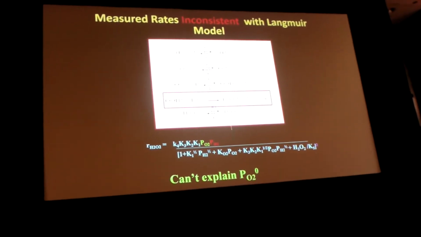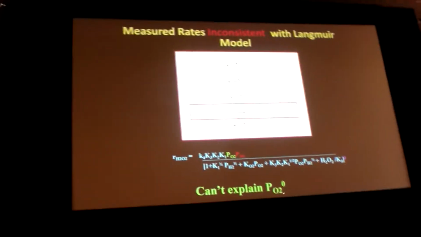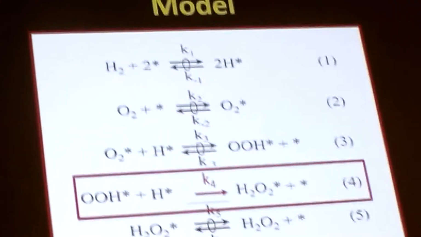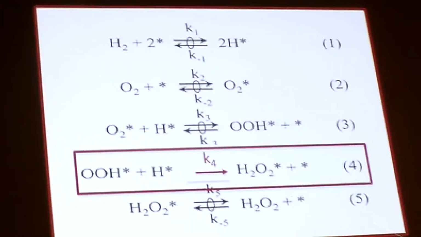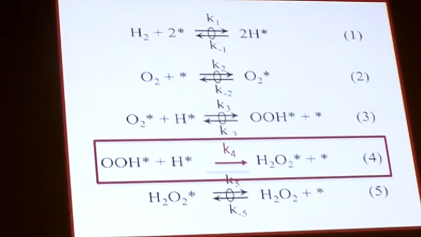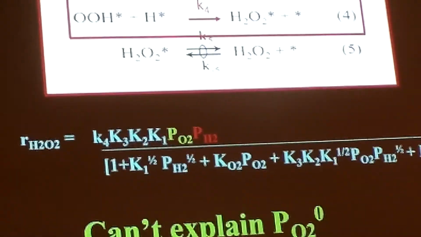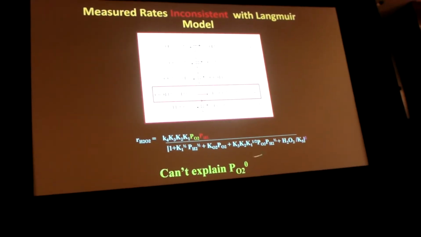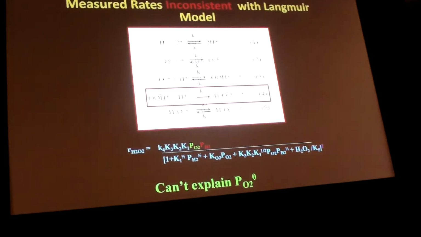When you look at putting a model together to try to describe this chemistry, we put together a Langmuir-Hinshelwood model. We can't describe the zero order in oxygen or the zero order in hydrogen due to the fact that you have two terms here requiring two sites and a squared term here. I either get first order or I get negative first order. I can't describe that zero order behavior. So it suggests that something is not quite right with this.